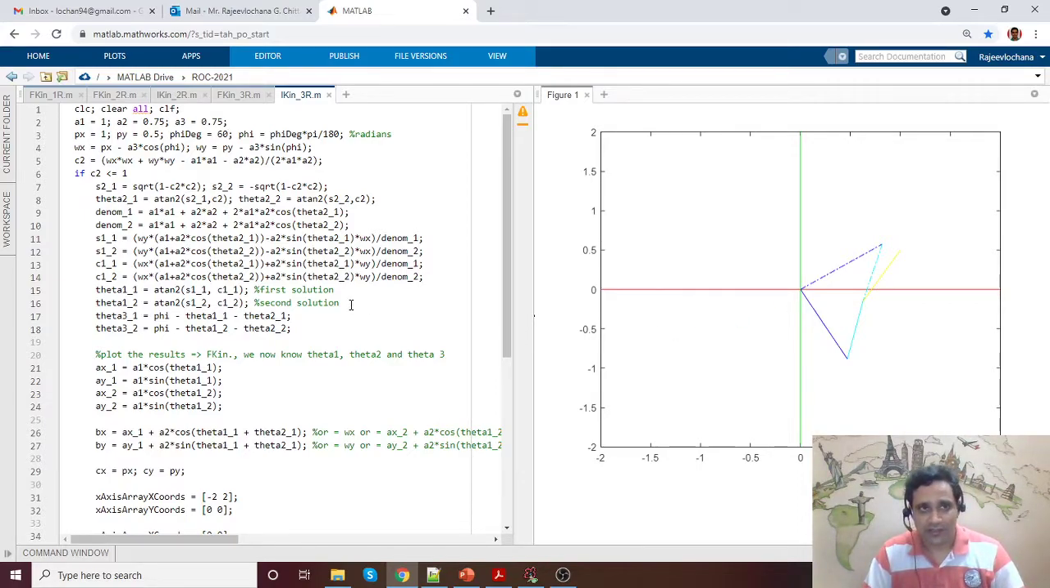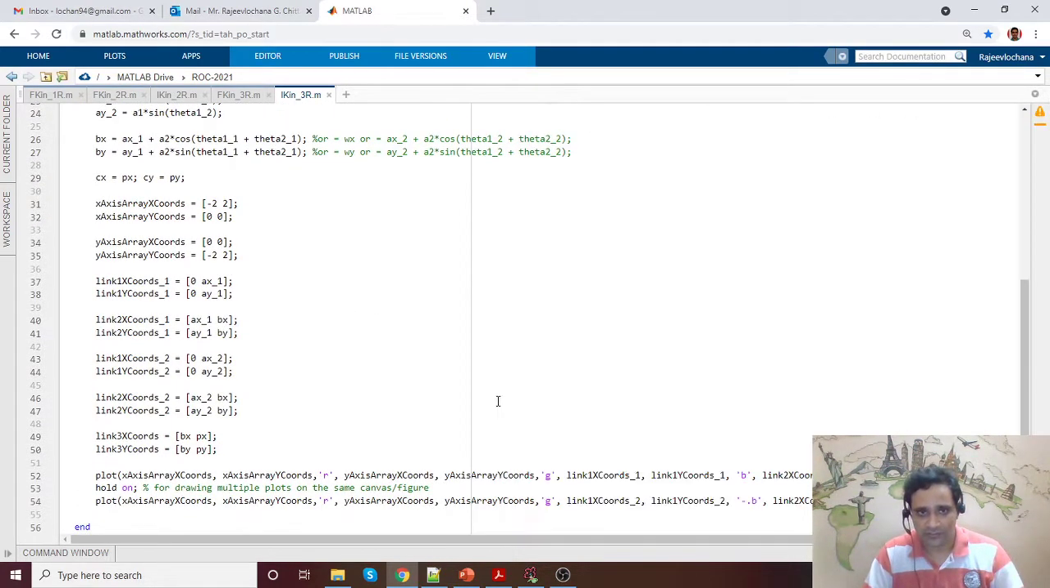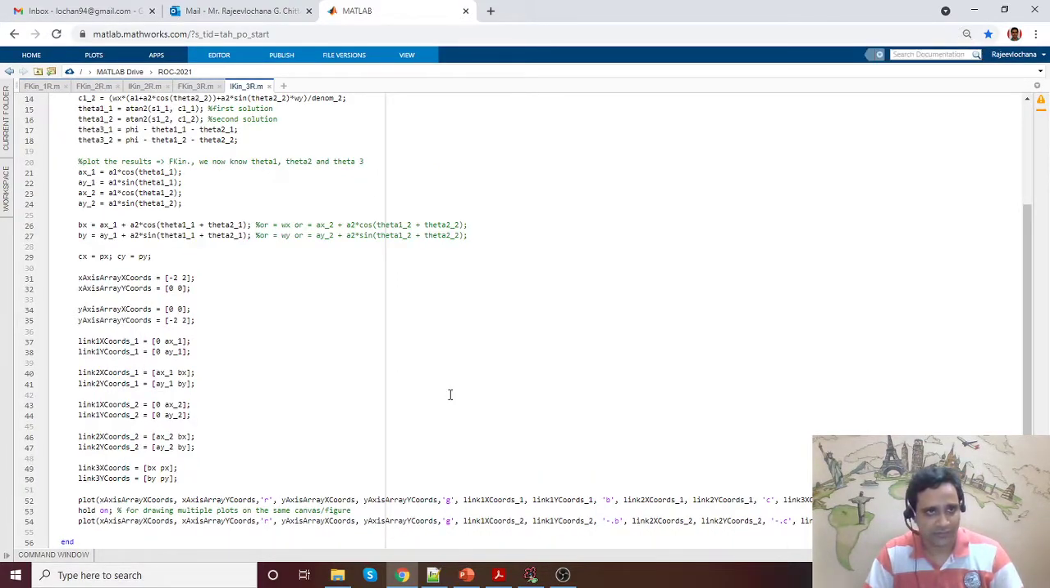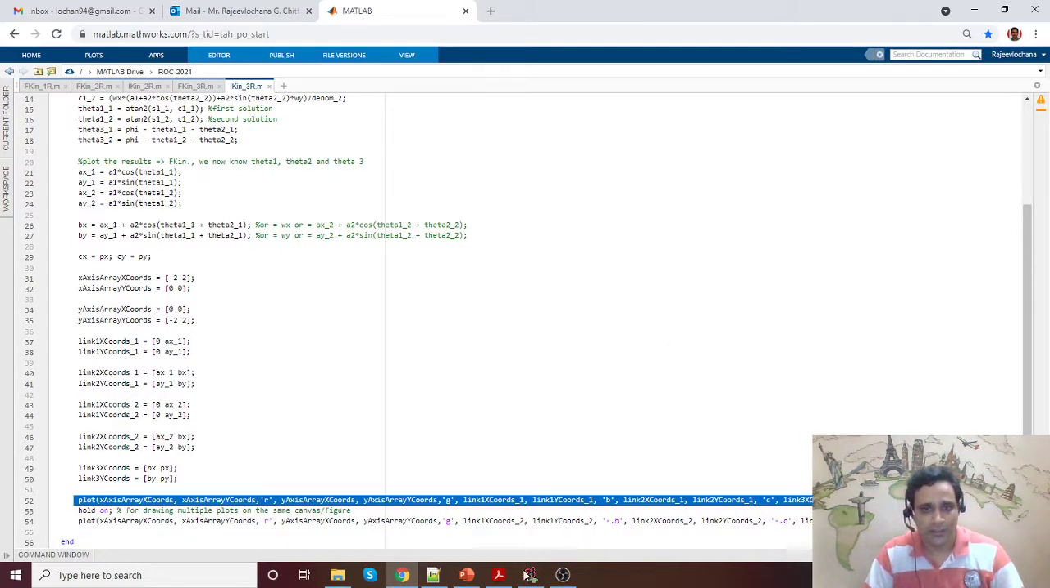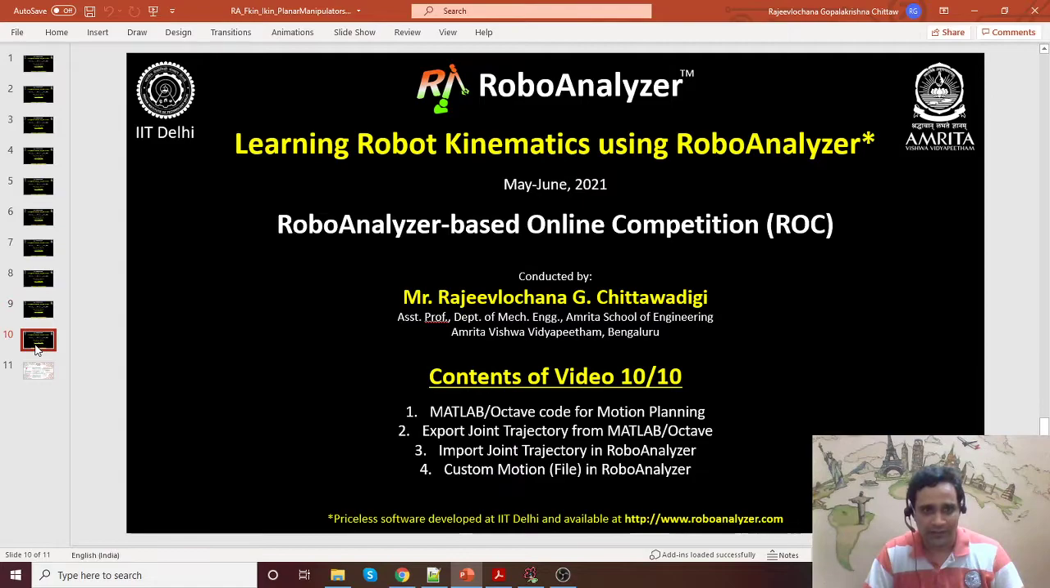Okay, so with this I think we have come to the conclusion of inverse kinematics of 3R planar manipulator. This is a view in which the complete plot is shown. So we have come to end of ninth video. In the next video we'll look at some motion planning.